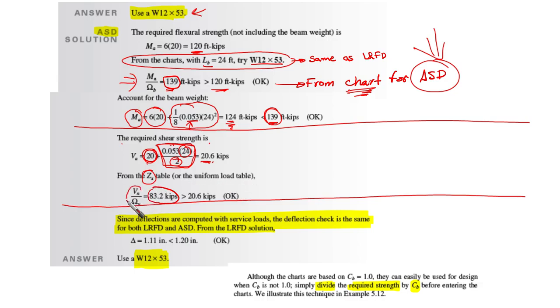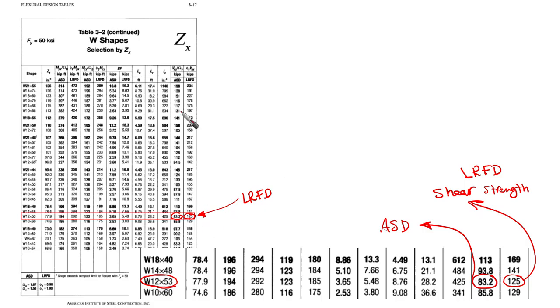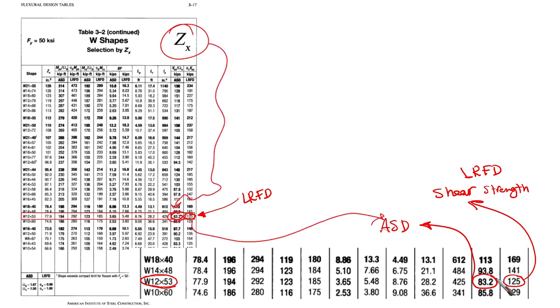We can obtain Vn over the safety factor. It equals 83.2. From where? From the Z table. Okay, here this is the ZX table, and you're going to find 83 here. Zooming in, you're going to find it here, 83.